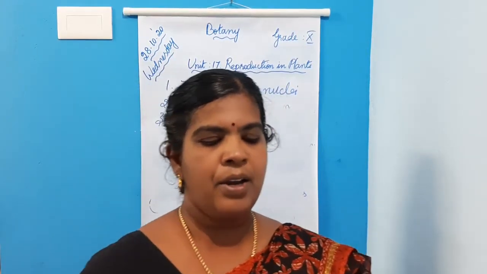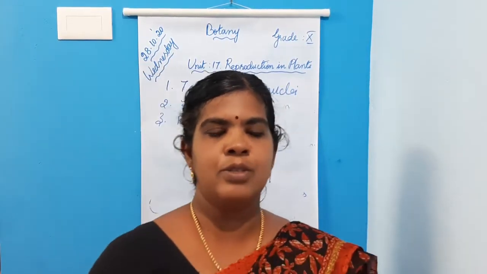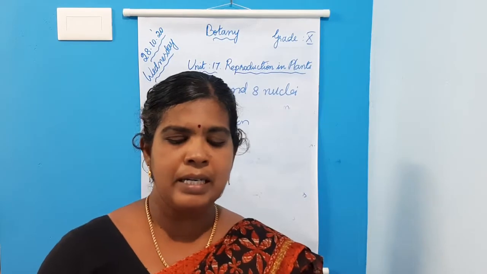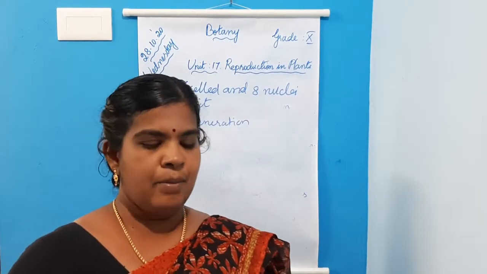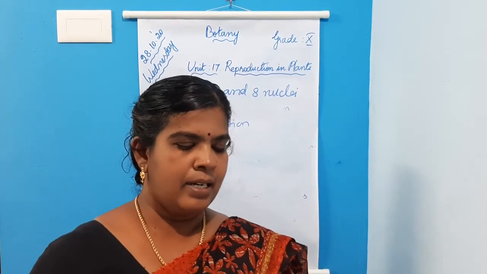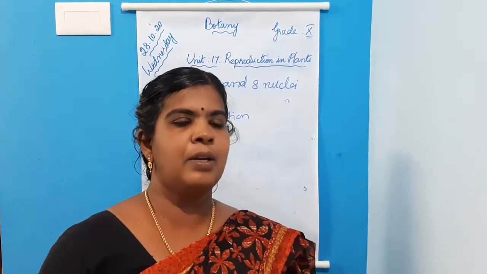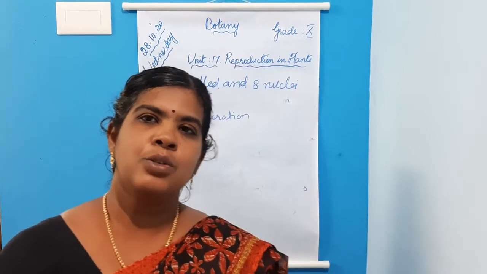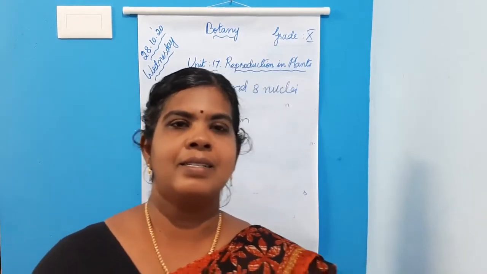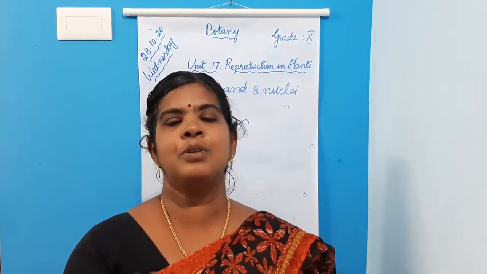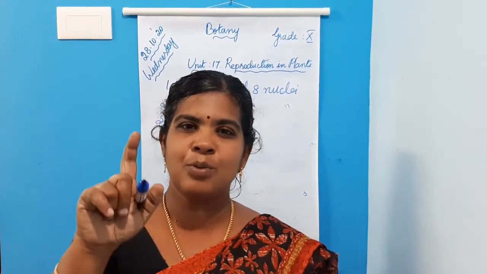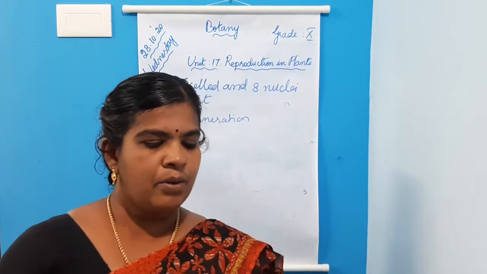Then Roman number 5. If one pollen grain produces 2 male gametes, how many pollen grains are needed to fertilize 10 ovules? Answer, 10 pollen grains. Because each pollen grain has 2 cells, the generative and the vegetative cell. The generative cell divides into 2 and it fertilizes 1 ovule.